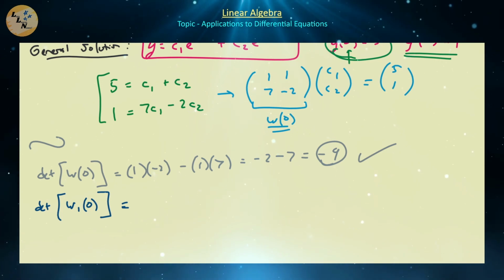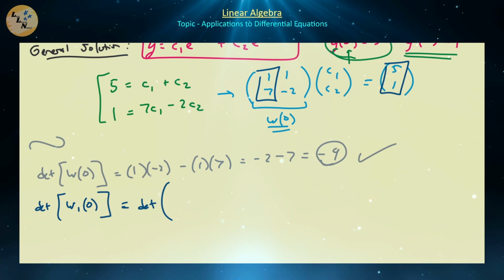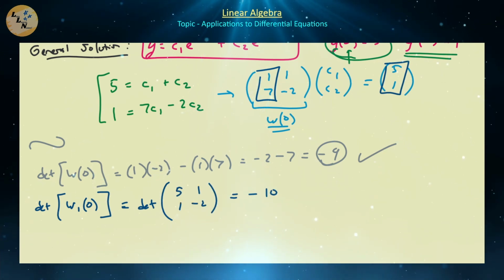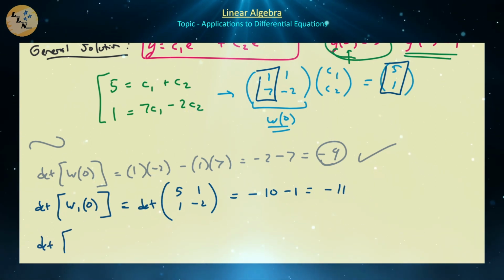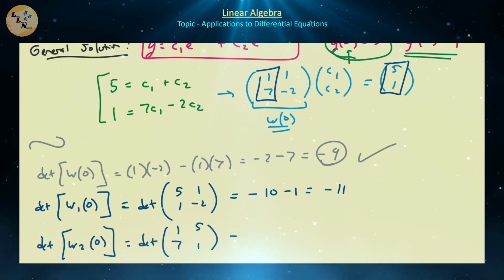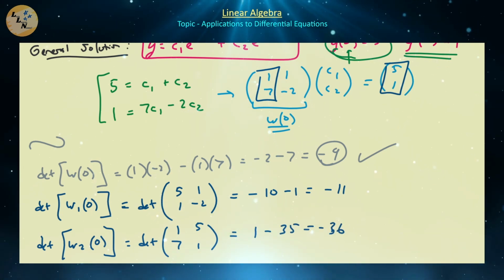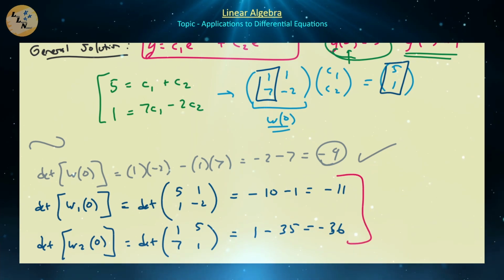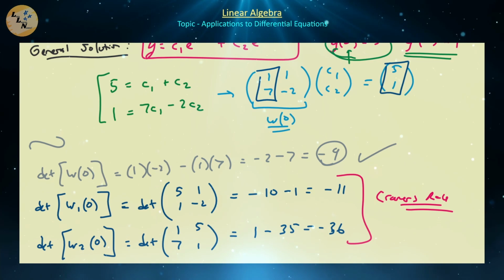This is going to be equal to the determinant where we replace column 1 with our solution column. So it's going to be the determinant of 5, 1, 1, minus 2. So minus 10 minus 1, which is equal to minus 11. And the determinant of W2 at 0 is going to be equal to the determinant of 1, 7, and then 5, 1. So it's going to be 1 minus 35, which is equal to minus 36. In case you're not familiar with this method, this is referred to as Cramer's rule.